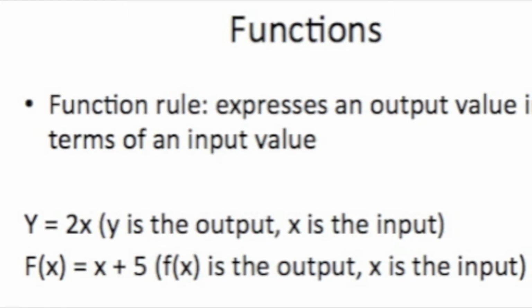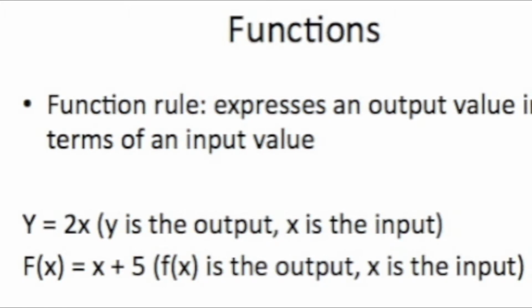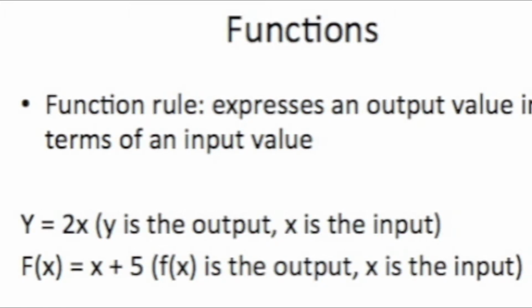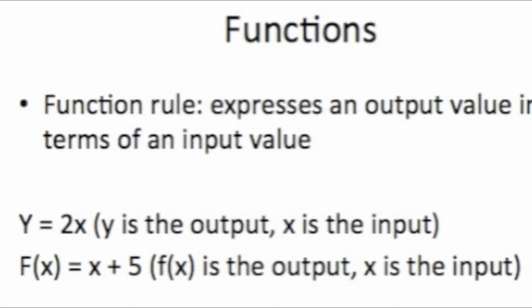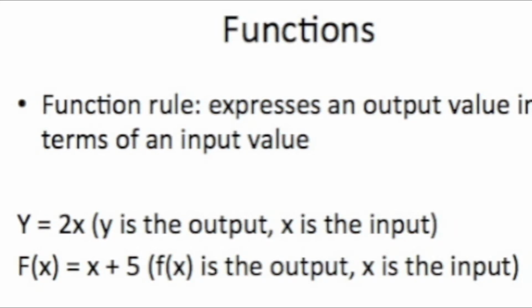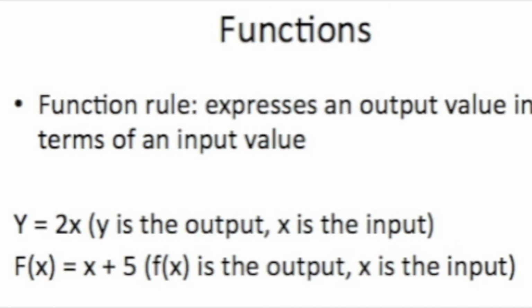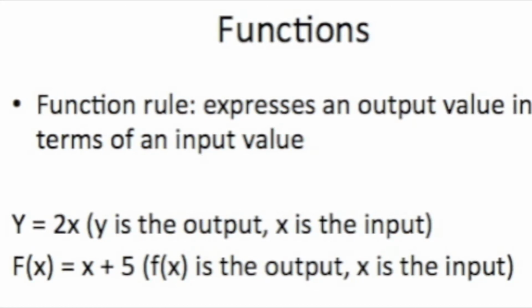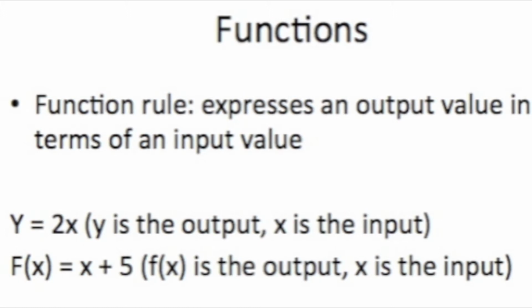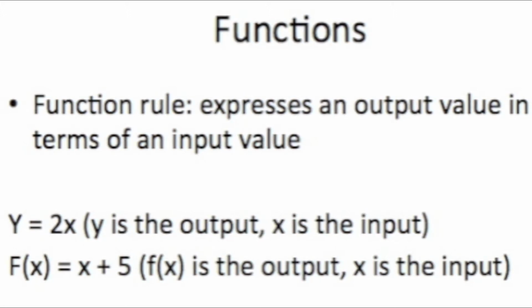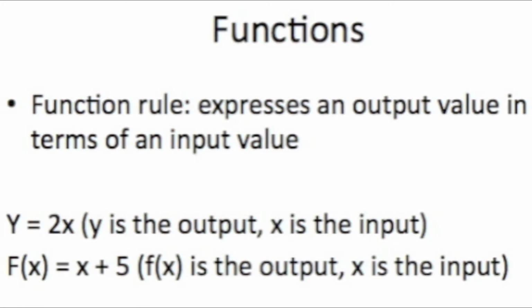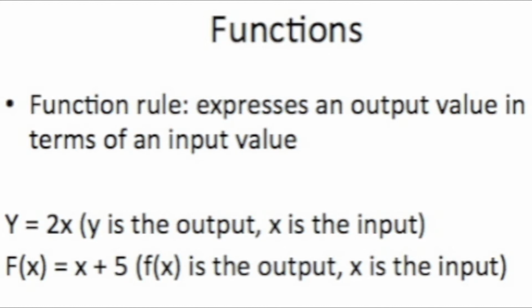So the function rule is what expresses an output value in terms of an input value. So if y is equal to 2x, then y is the output and x is the input. And for f of x, which is equal to x plus 5, f of x is the output and x is the input. So you remember that x, the input, is the independent variable, and y, the output, is the dependent variable, so the domain and the range.